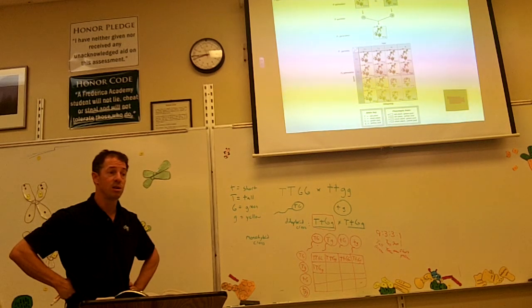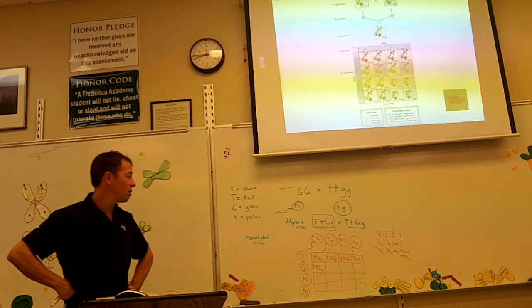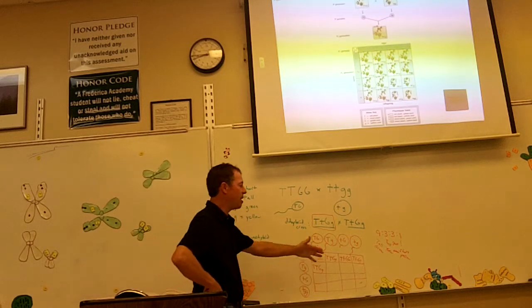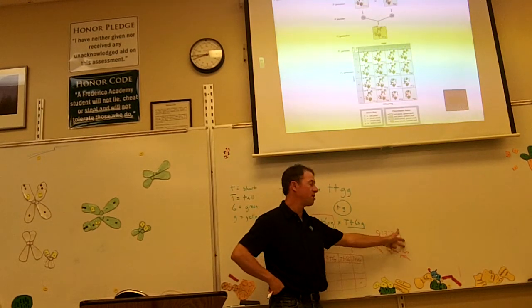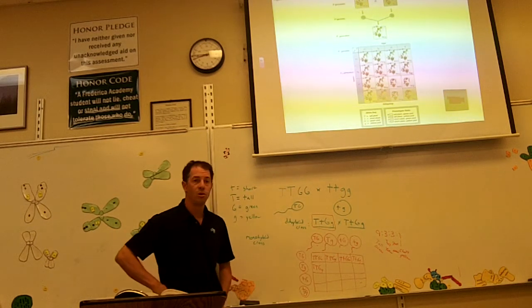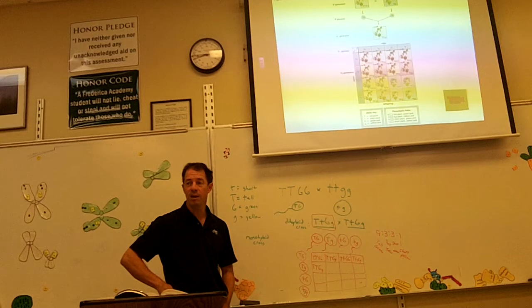Does it make sense? The 1 in the 9 to 3 to 3 to 1 ratio will always be the short yellow, the two recessives. So you get more of the dominants and less of the recessives. Are y'all with me?